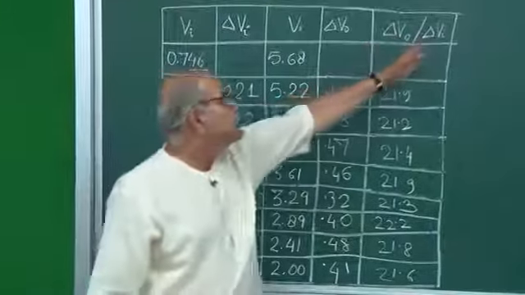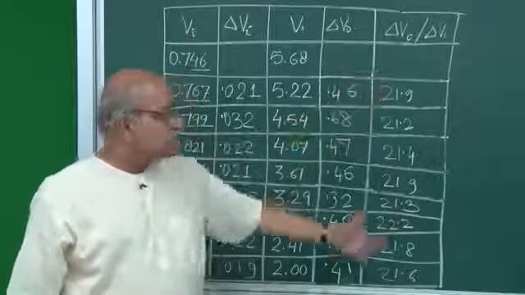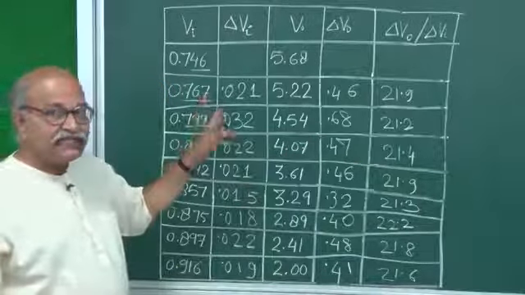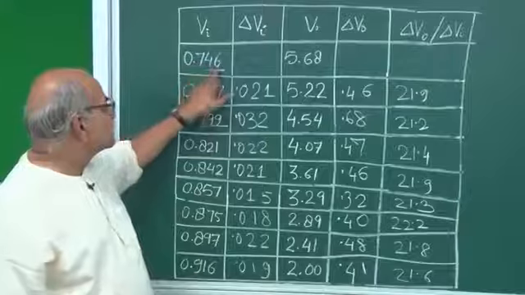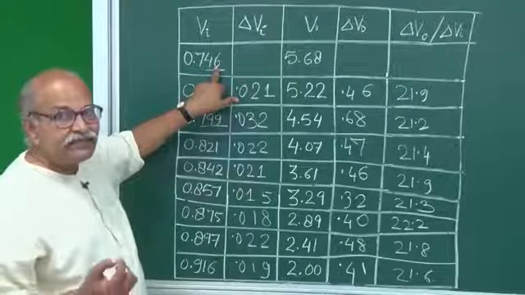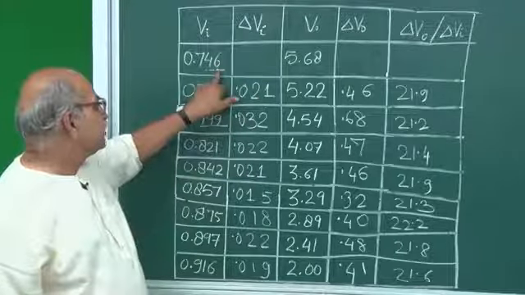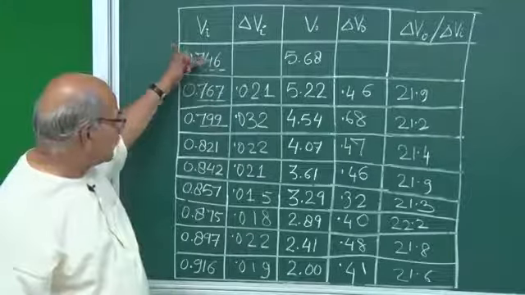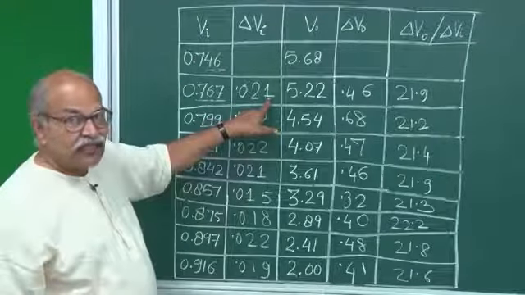Delta VO by delta VI is almost constant. It's between 21 and 22. And remember, each measurement has a least count. When I write this 746, this last digit here is least significant. So there is an error of 0.001 here. There could be an error of 0.001 here. And when you are subtracting, the errors add. So it can be an error of 0.002 here.